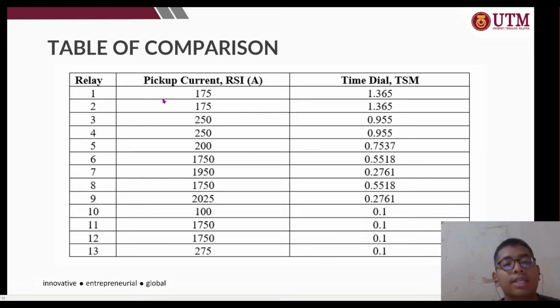Okay, this is our table of comparisons of each relay and its pickup current, I. And this is the time dial setting. You can see from the table, from relay 13 to relay 1, the pickup currents differ from each other. And for the time dials, we can see from relay 1 to relay 13, the time dial is decreasing.